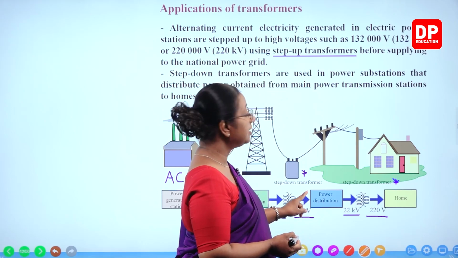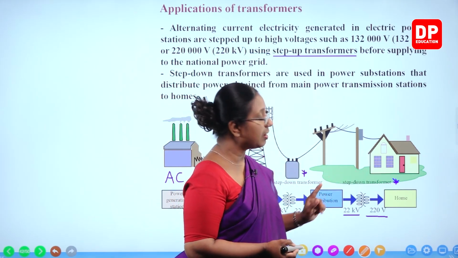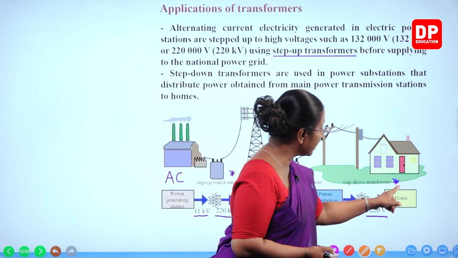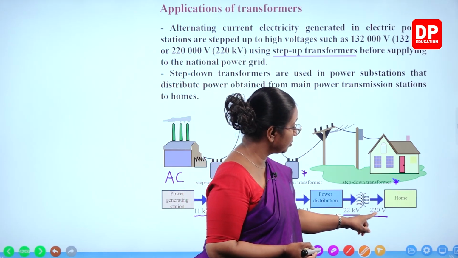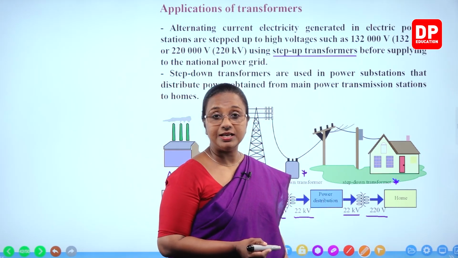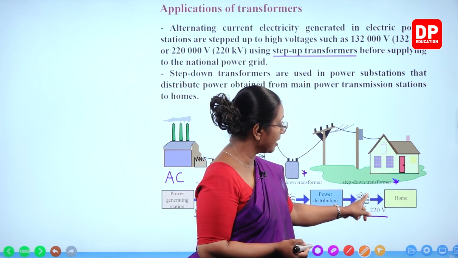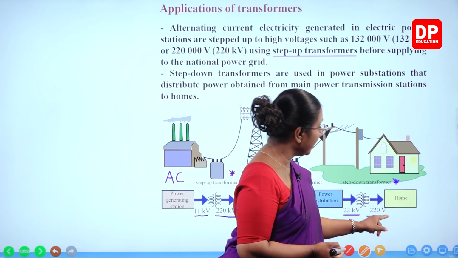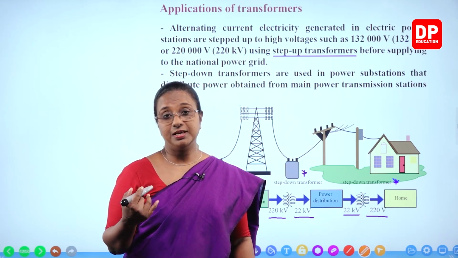Thereafter, power is distributed. While distributing, when it is about to be supplied to the household, there is another step-down transformer, 22 kilovolts to 220 volts. So here also you can see more turns in the primary coil, fewer turns in the secondary coil. Then the household circuit receives the power supply.